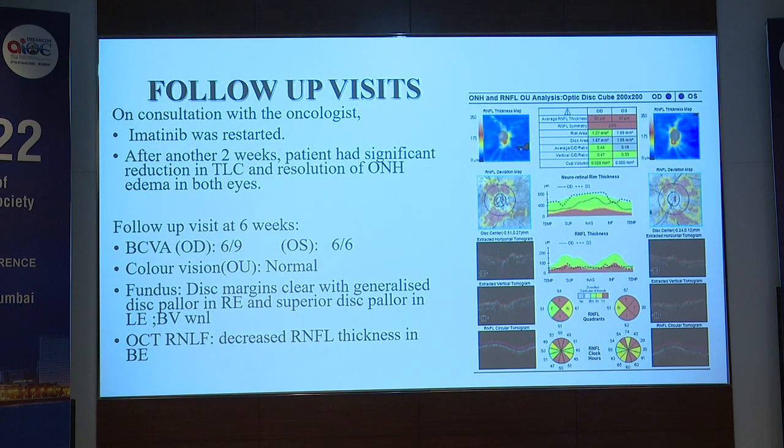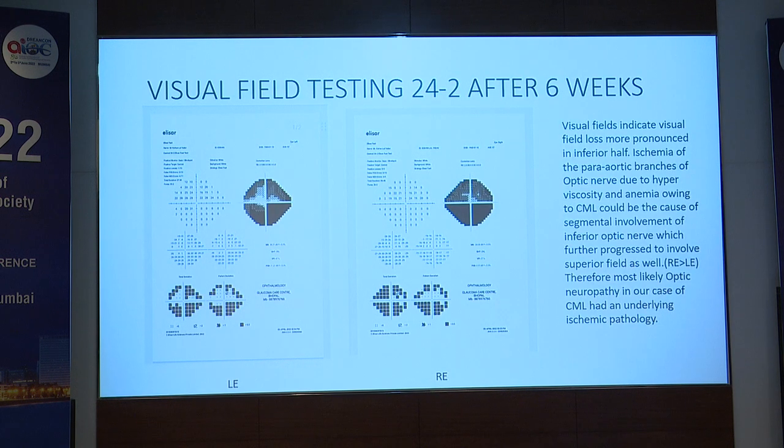Then on consultation with the oncologist, imatinib was restarted. After another 2 weeks, the patient had significant reduction in TLC and resolution of the optic nerve head edema in both eyes. On follow-up visit at 6 weeks, the BCVA in the right eye improved to 6/9 and 6/6 in the left eye. The color vision came back to normal and the fundus disc margin became clear with generalized disc pallor in the right eye and superior disc pallor in the left eye. OCT RNFL also showed decreased RNFL thickness in both eyes. These are the visual field tests, which show the patient's visual field was affected with visual field loss.